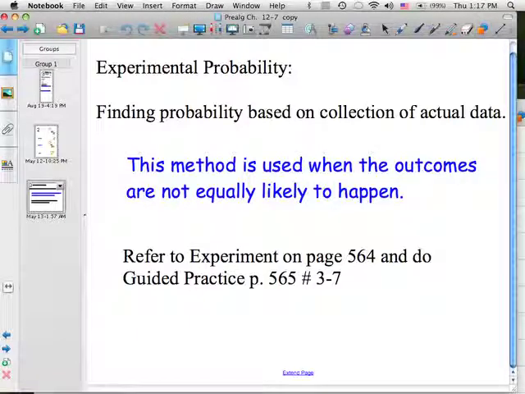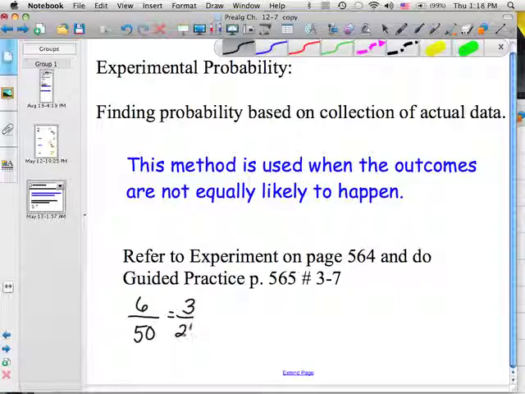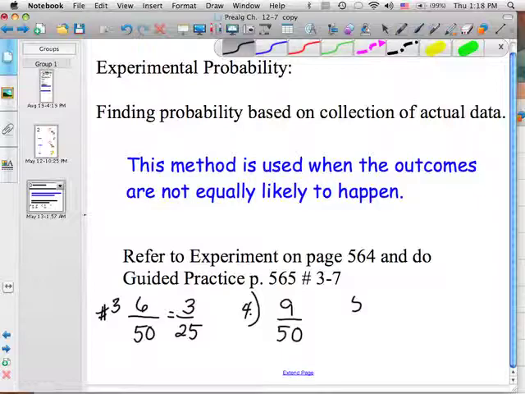So for example, number 3 on page 565, if I wanted to figure out the probability of only black based on that experiment, it landed 6 times on black out of 50, so my probability would be 3/25. And that was number 3. And number 4, probability only red, that was 9, landed 9 times in red out of 50. Probability of orange, where there are no orange, so it'd be 0.